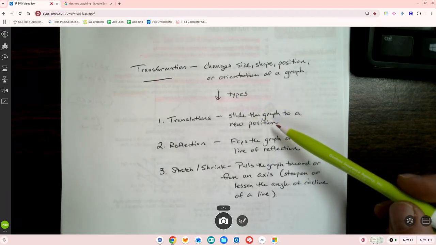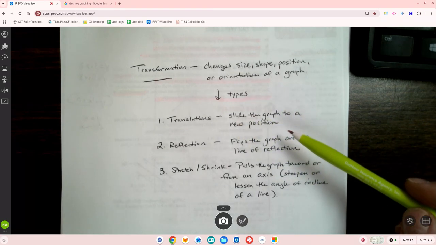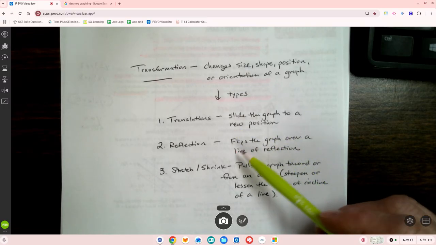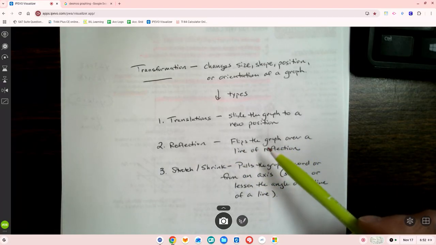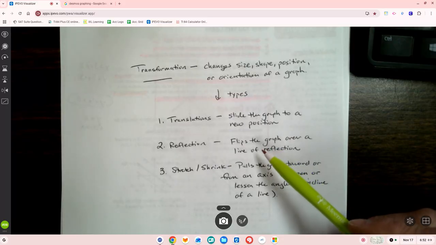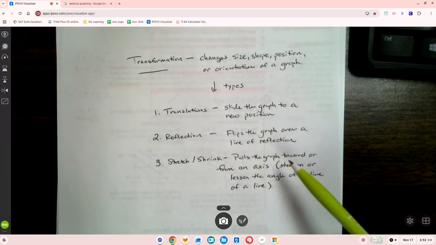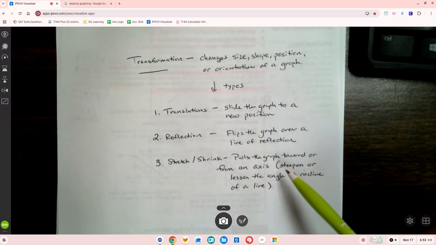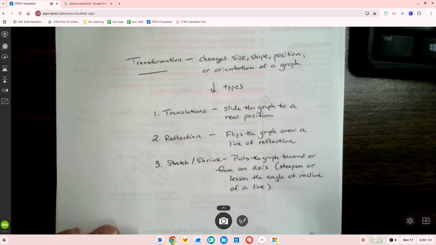A translation is sliding the graph to a new position. Okay, so if I just take a line and slide it to a new position on my graph, I've translated it. A reflection is if I take my line and flip it over a line of reflection. It's going to be easier to show you that, but if you flip something over, you've reflected it. Or I could stretch or shrink my graph. That would be pulling the graph toward or from an axis. So you might be like, what does that mean to pull the graph toward or from an axis? It means I'm steepening or lessening the angle of incline of my line. So again, I'll be able to show you this here in a minute.